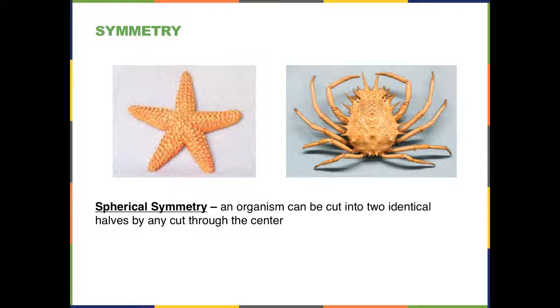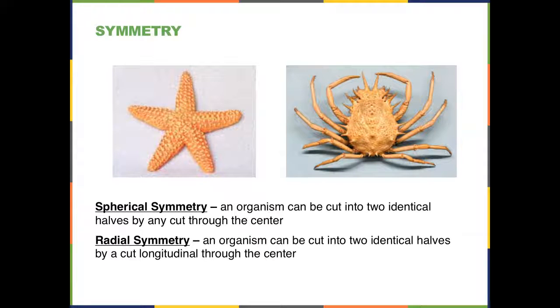Now, neither of these creatures has spherical symmetry. Spherical symmetry is actually extremely rare because it's any cut through the center. What is more common is something known as radial symmetry. Radial symmetry is when an organism can be cut into two identical halves with a longitudinal cut through the center. The starfish on the left here has radial symmetry. So you can make a longitudinal cut this way, and you have two identical halves. You can make a longitudinal cut this way, and you don't have two identical halves in that regard. But there are certain cuts that you can make longitudinally that give you radial symmetry.